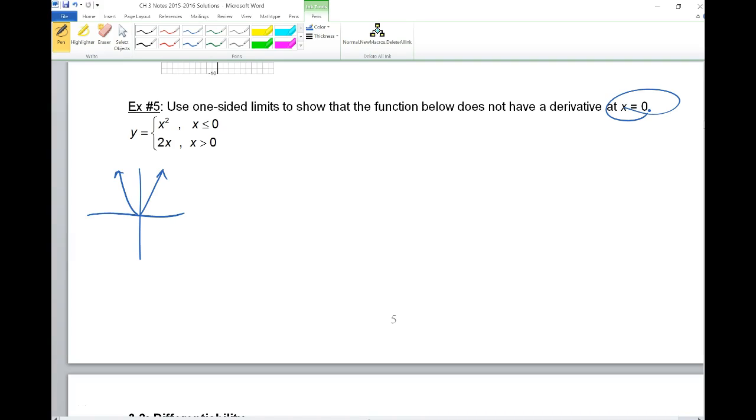Okay, so let's do, I'm going to put a little minus here. So that's another way to write the left-hand derivative. So this is the derivative at 0 from the left side. So that's going to be the limit as h approaches 0 from the left of f of 0 plus h minus f of 0, all over h.